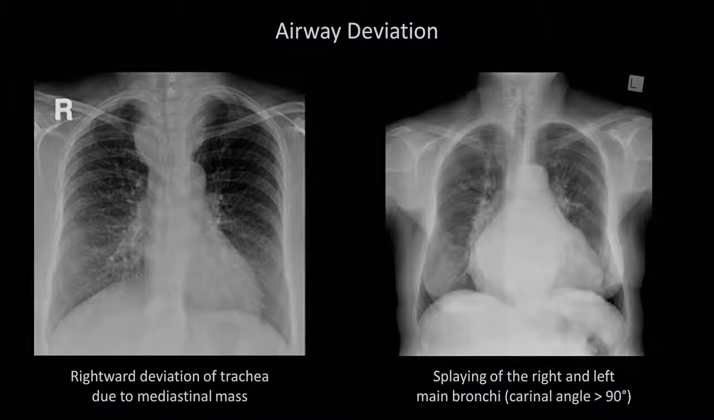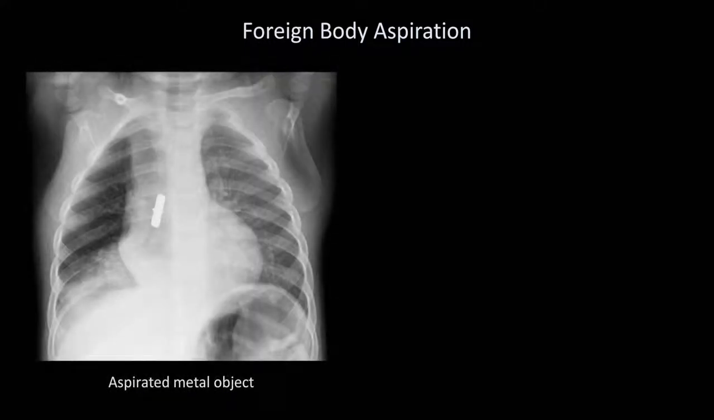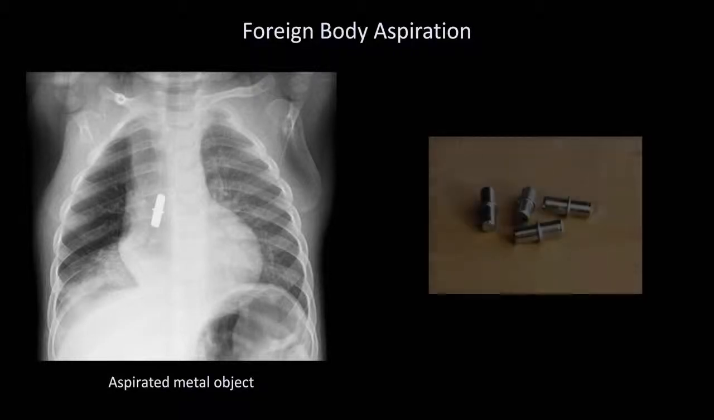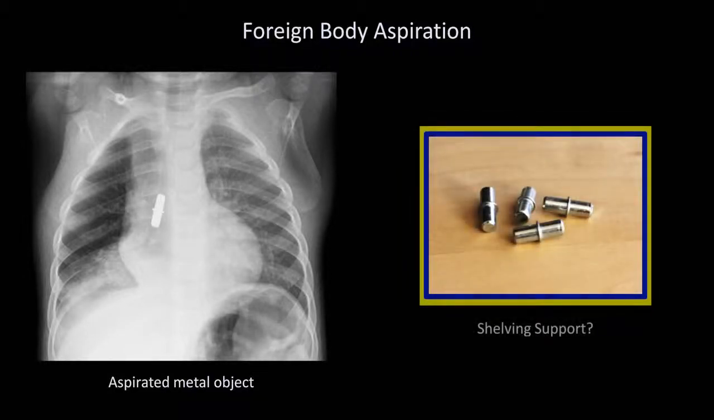The final class of possible abnormality of the airways is a foreign body. Here's an X-ray of a toddler who presented with wheezing and shortness of breath. There appears to be something lodged in the right main bronchus. I don't know for sure what it is, but it looks awfully suspicious for one of these things: shelving supports for a certain ready-to-assemble furniture brand.